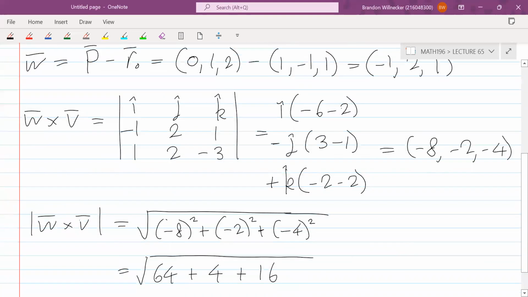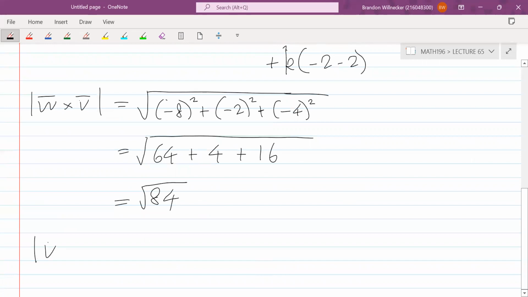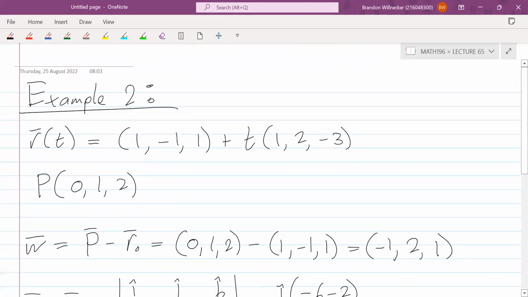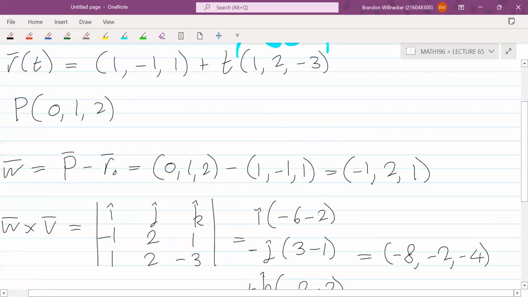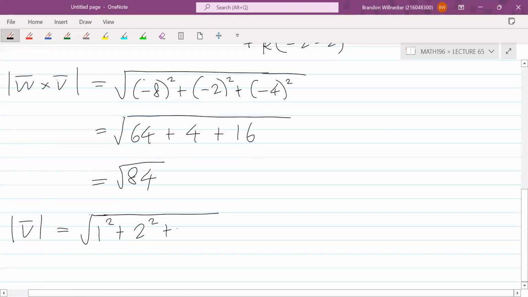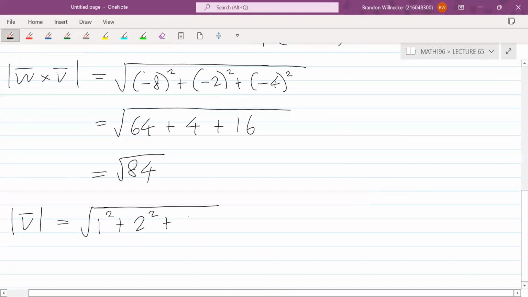Now remember, for that denominator, we needed the length of V as well. The length of V is the square root of the V vector, that was this bit over here, 1, 2, -3. So we're going to have 1 squared, then it was 2, so plus 2 squared, plus, and then it was -3, so -3 squared.